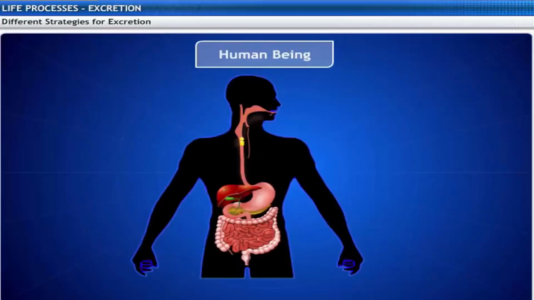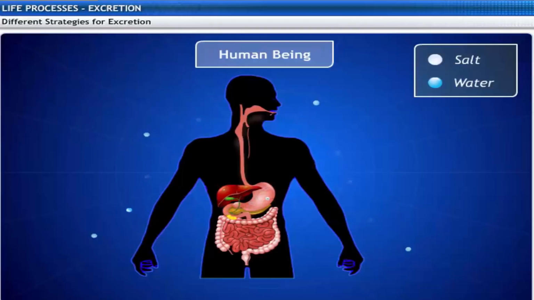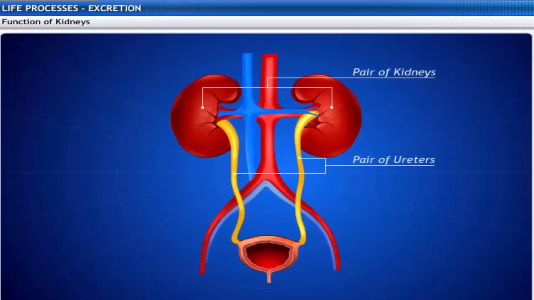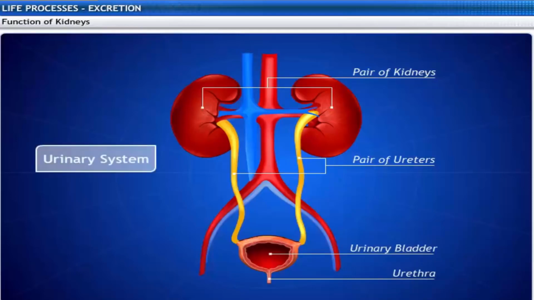Human beings have a specialized excretory system for the removal of metabolic wastes. In addition to excretion, it also maintains salt, water, and body fluid balance. This regulatory mechanism is called homeostasis. The excretory system in human beings includes a pair of kidneys, a pair of ureters, a urinary bladder, and a urethra. This is referred to as the urinary system.